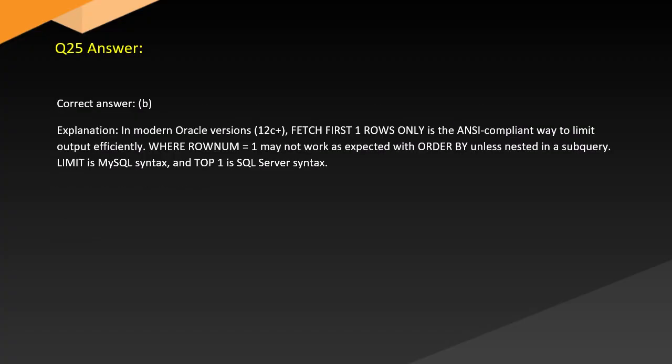Answer. Correct answer: B. Explanation. In modern Oracle versions 12c and above, fetch first 1 rows only is the ANSI-compliant way to limit output efficiently, whereas rownum equals 1 may not work as expected with order by unless nested in a subquery. Limit is MySQL syntax, and top 1 is SQL Server syntax.